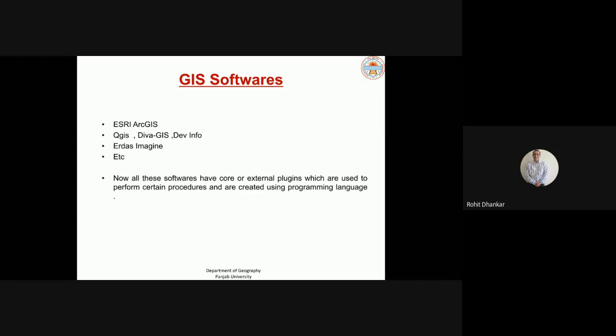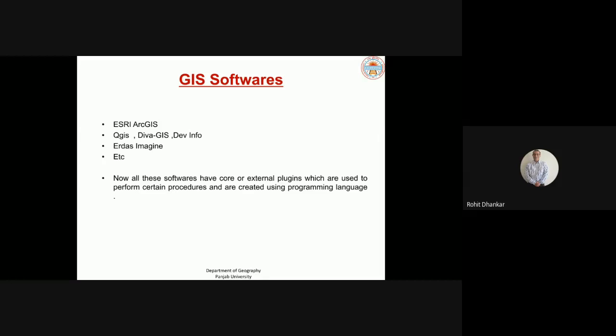For NDVI, it's best used for NDVI and various other processing things. We use ERDAS Imagine for supervised and unsupervised classification. Classification can also be done in various software, but the layout of ERDAS Imagine is so easy that it gives you an idea how easily it can be done. There are various other software in the market right now, but these are the ones which are mostly used.